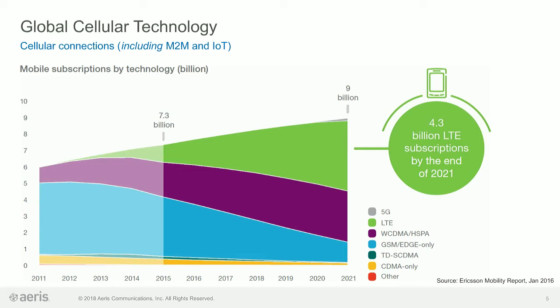And that's probably a very good estimate. At the end of 2021, most people will be using LTE. As you can see, that will be the largest technology shown on this chart, and then 5G will start coming in around the 2021 timeframe.